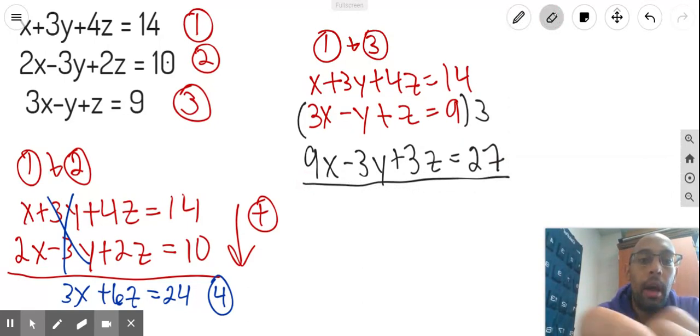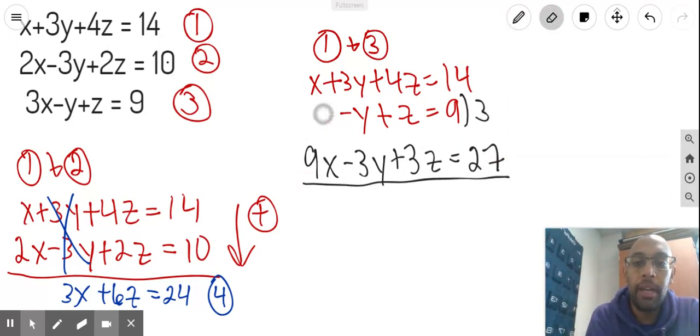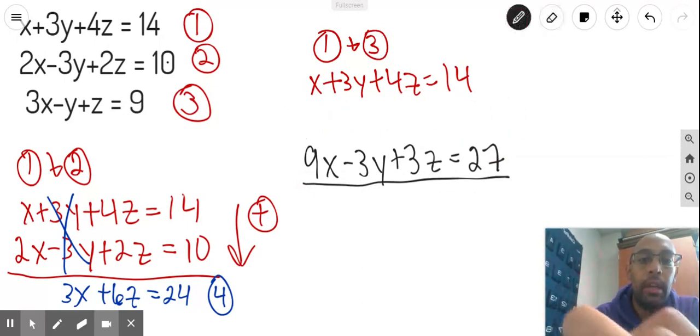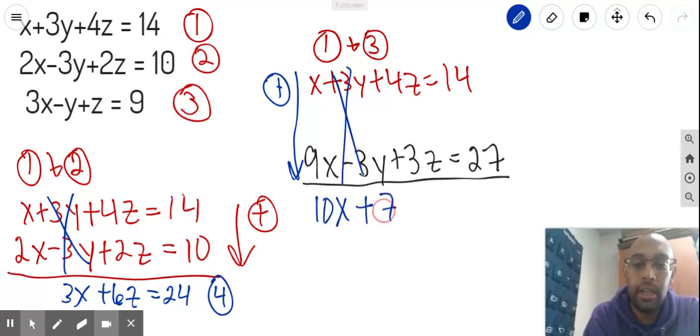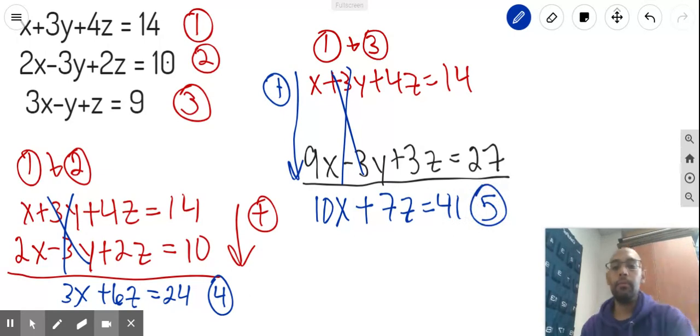So here, when I multiply everything by 3, I get 9x minus 3y plus 3z equals 27. Okay. I'm going to erase the middle part here because I did the multiplication. And so now I'm going to add top down, and that gives me 10x, the y's cancel, plus 7z equals 41. And this is equation 5. So now I have equations 4 and 5.